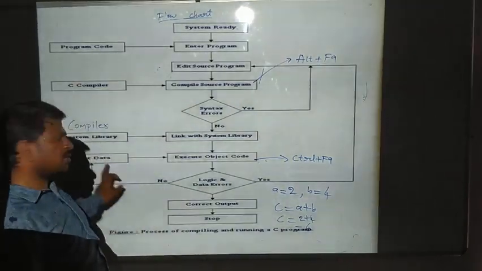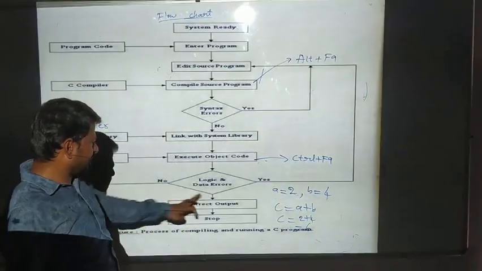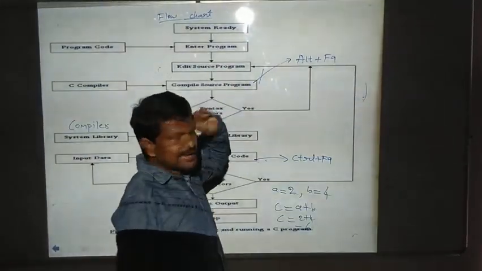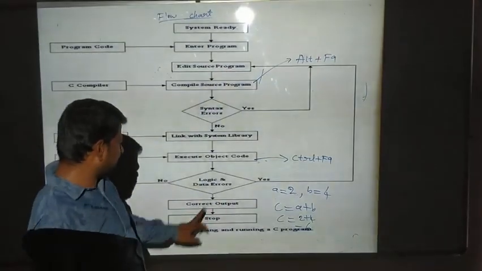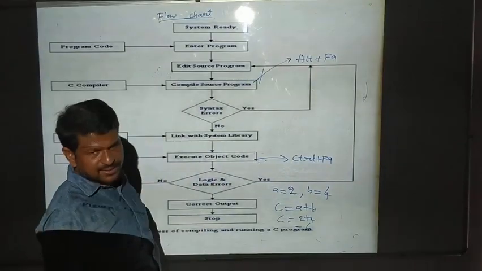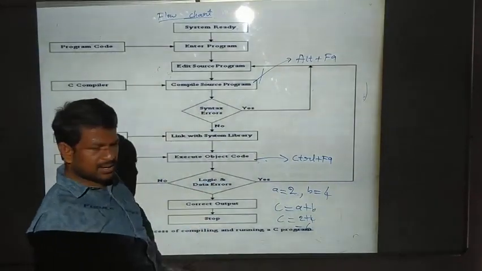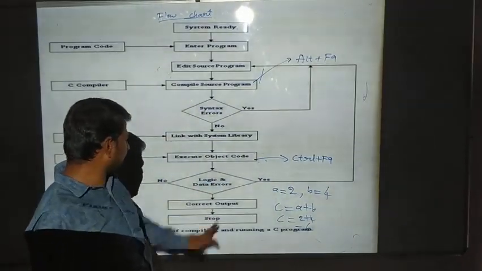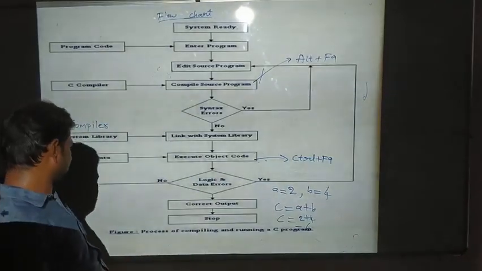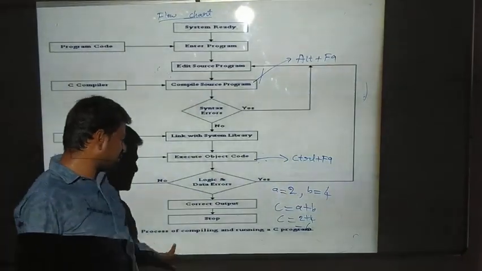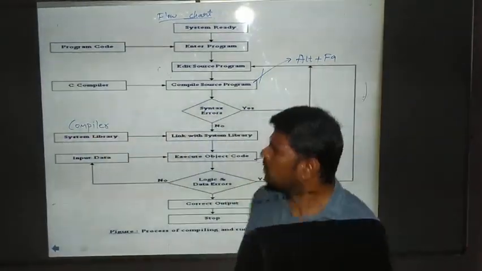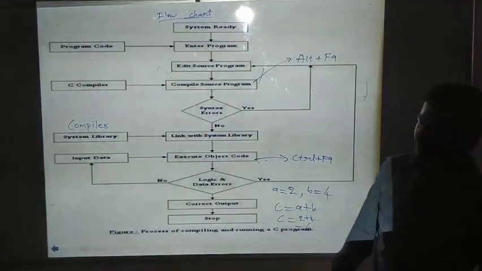So input data will be asked after executing, only if execution is correct. If any errors are there, again it will go to editing the source code. If no logical errors or data errors are there, then the correct output will be given. After that we will stop the programming. Here you can see the process of compiling and running a C program. This is about compiling and running a C program.